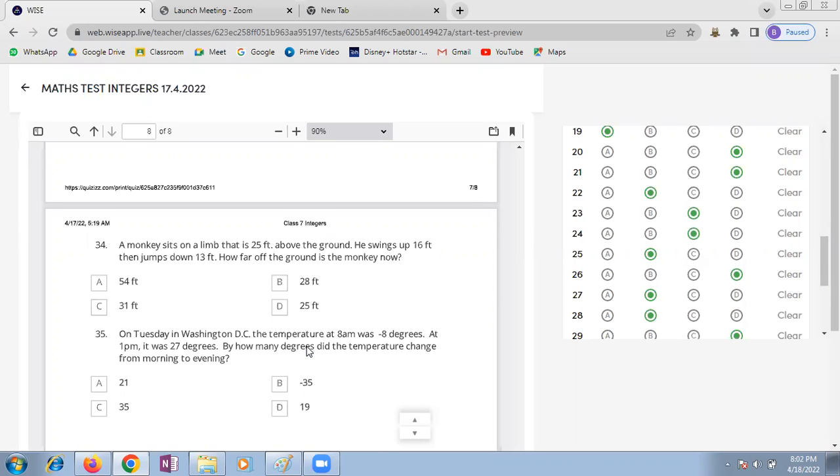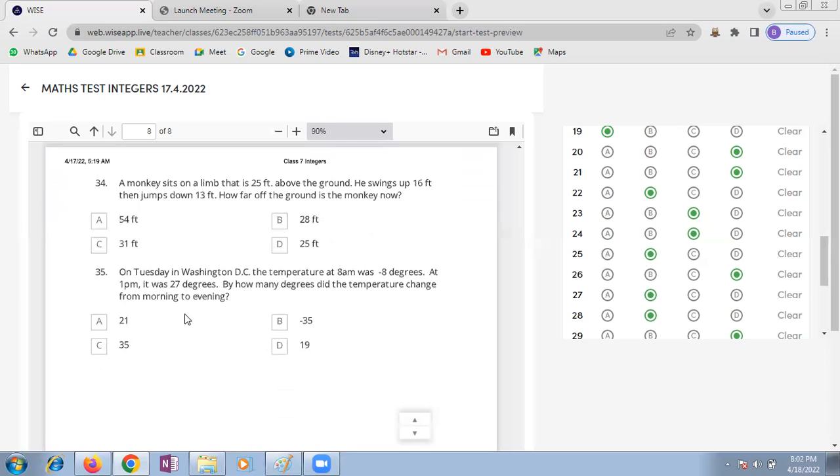The monkey is always doing monkey chasta, so it won't sit at a single place. The monkey sits on a limb that is 25 feet above the ground. You can take it as positive, plus 25. He swings up 16 feet, which means again it is going 16 feet above. 25 plus 16 is 41. And jumps down 13 feet, minus 13. 41 minus 13 is 28. So how far above the ground is the monkey now? 28 feet above the ground level. Option B is correct.